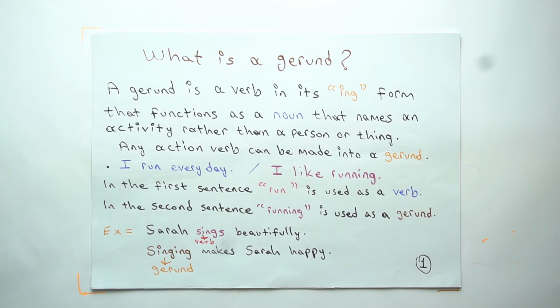As you see on the paper, in the first sentence, the subject is Sarah. Then sings is the verb and beautifully is the adverb of the sentence. But for the second one, we start the sentence with the gerund form. Singing makes Sarah happy. Singing here is the gerund form that we use in English.